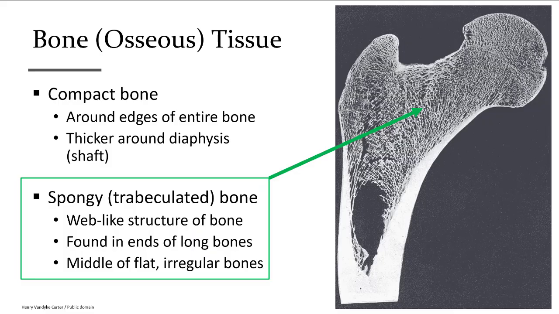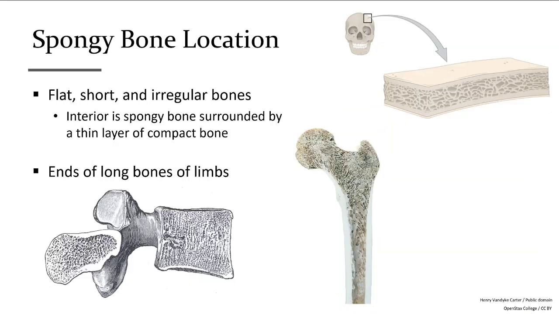We can see in this image the spongy bone. The spongy bone has pores in it, so there are spaces inside, so it's a web-like structure of bone that's found at the end of long bones or in the middle of flat or irregular bones. Here are some examples of flat bones, which is in the skull, we can see on the image on the right, or an irregular bone like a vertebrae. So those are filled with spongy bone. On a long bone, they're located at the ends.